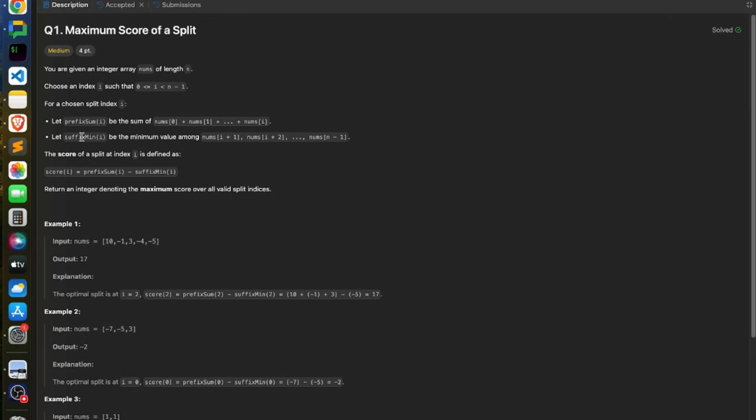And the other thing which you have to find out is suffix mean of I. So suffix mean of I is nothing but the minimum number on the right side. Right side means from index I plus 1 to n minus 1, right? So find out these two values for each index I.